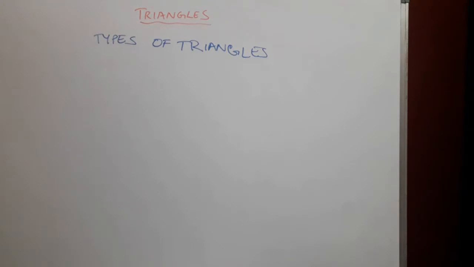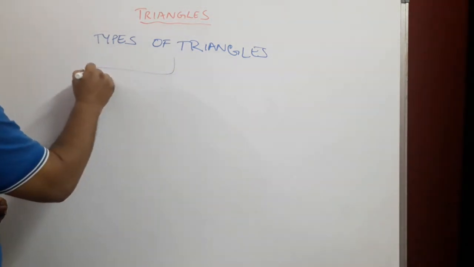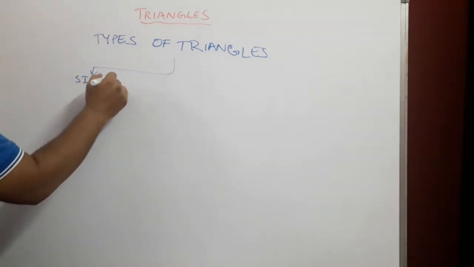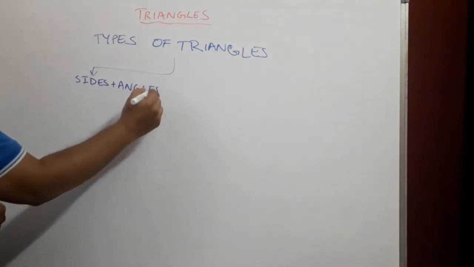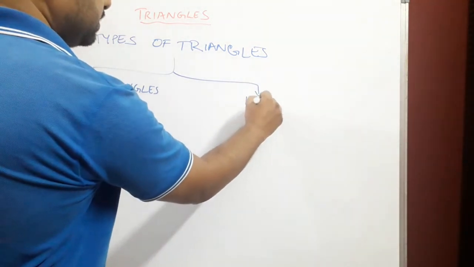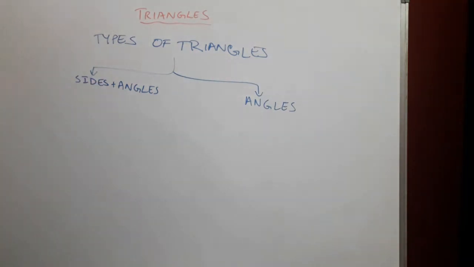Hello students, in this video we will look at the different types of triangles. Now how do we get different types of triangles? Based on what? There are two things to look at. One is you can get them based on their sides and angles, and the other one is exclusively based on their angles. Let's look at what they are under each one.